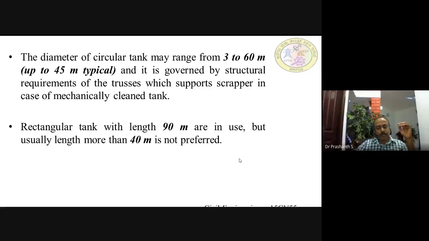Generally, around 45 meters is typical, and it is governed by structural requirements because we have to construct a lot of truss work for the scraping arrangement, so that whatever waste settles down, what we call sludge, can be scraped out and taken out for the next operation. So the size is generally governed by structural requirements. As far as a rectangular tank is concerned, tanks with length 90 meters are in use, but usually a length more than 40 meters is not preferred. Around 40 to 50 meters length is fine for the sedimentation tank, because the land availability also has to be seen.